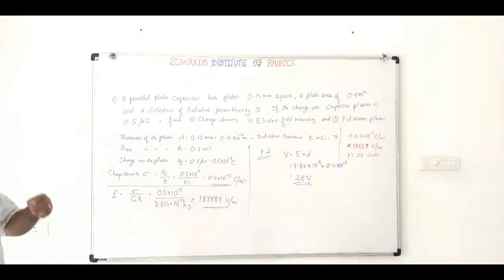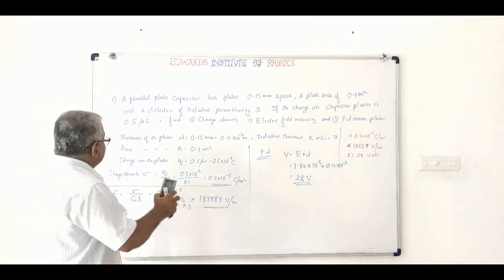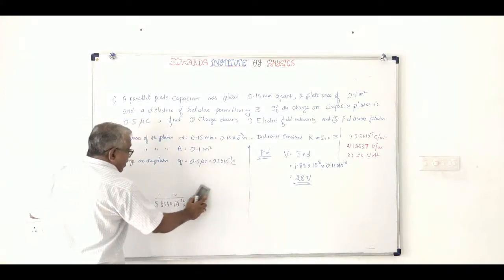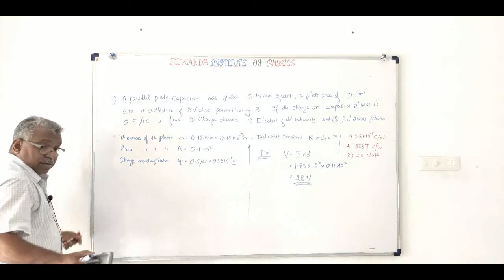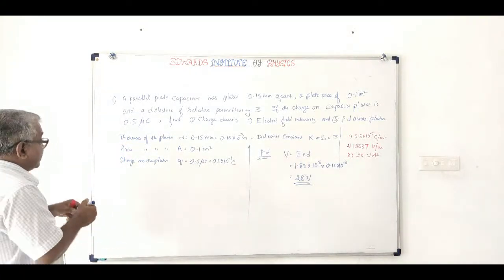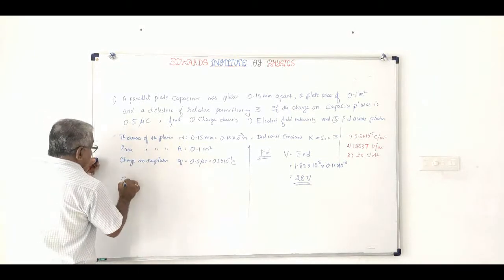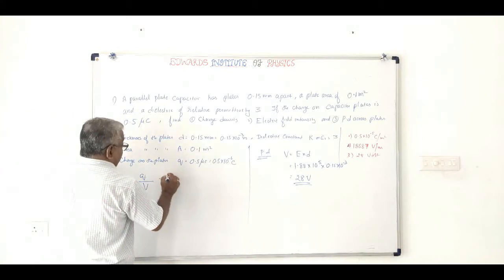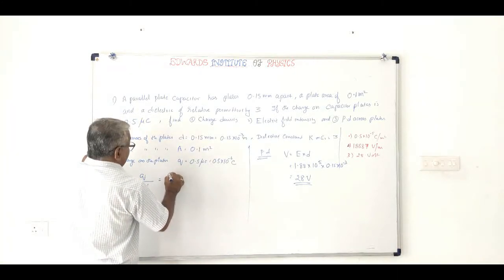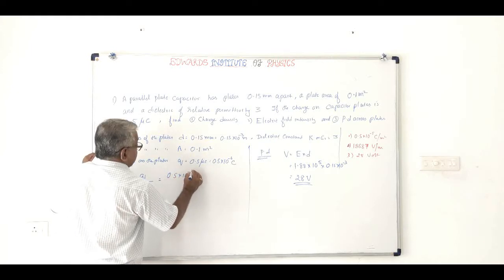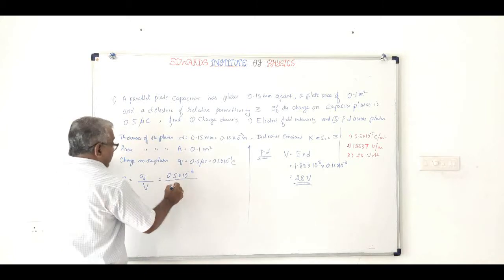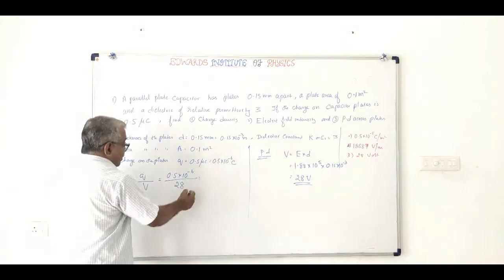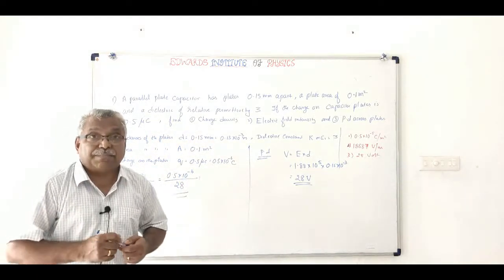So please note down. And I am doing an additional thing also. What about the capacitance? How you will find out the capacitance? Capacitance C is equal to Q by V. What is Q? Q is equal to 0.5 into 10 raised to minus 6 divided by, what is V? 28. That will be equal to, you calculate how much it will be. Okay, that will be the capacitance also.